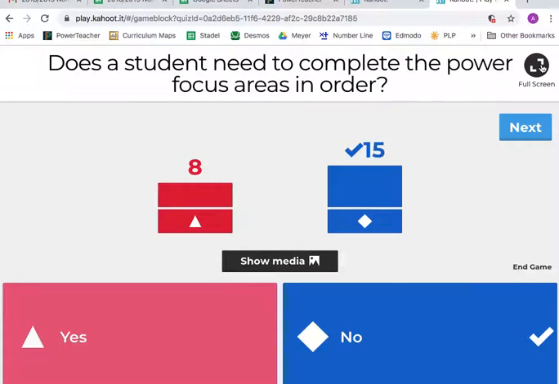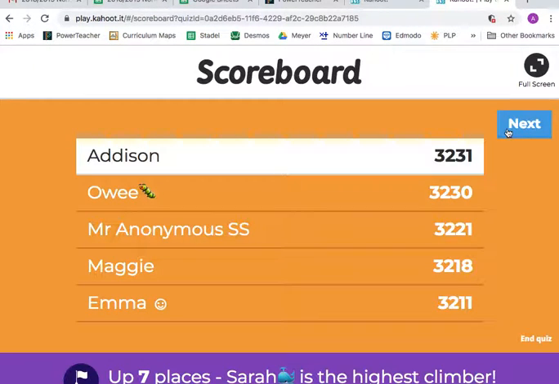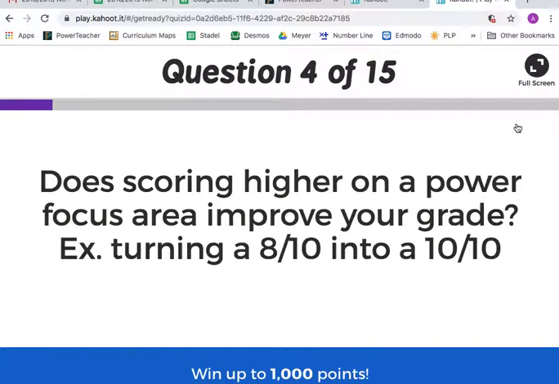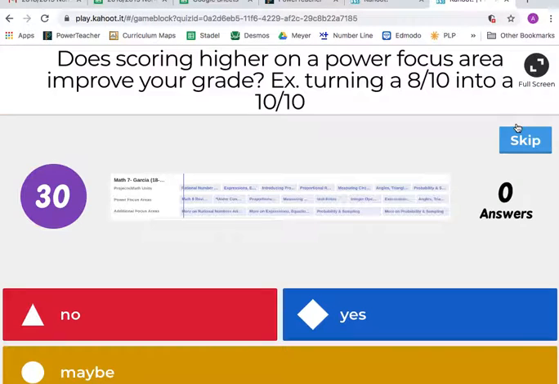Next. Oh, Addison. Go ahead. Okay, does scoring higher on a power focus area improve your grade? For example, turning an 8 into a 10.